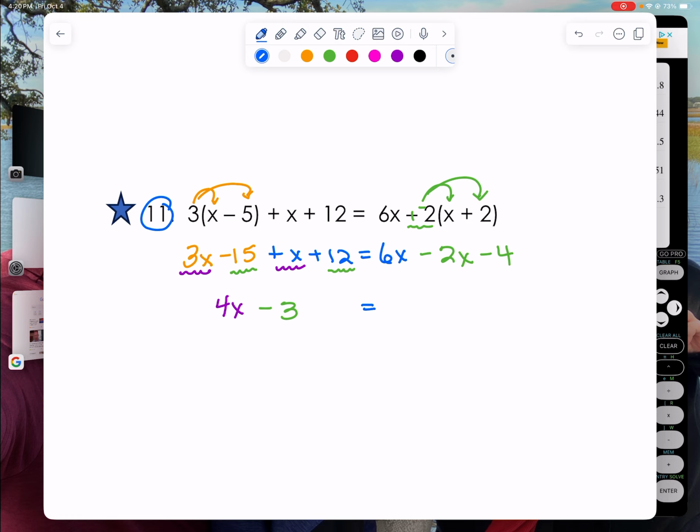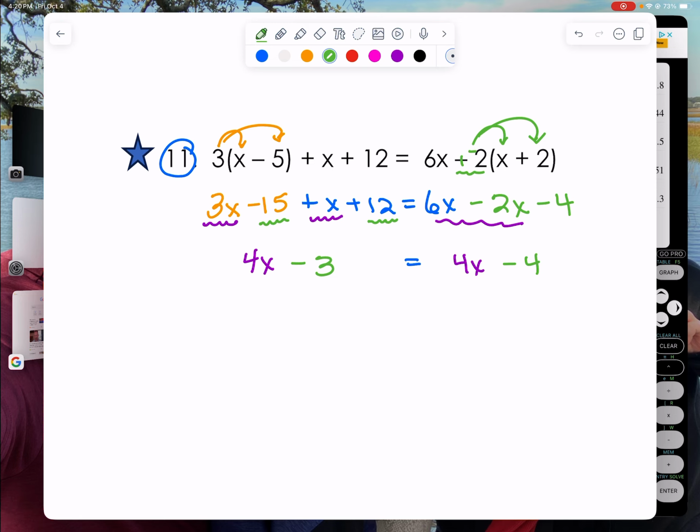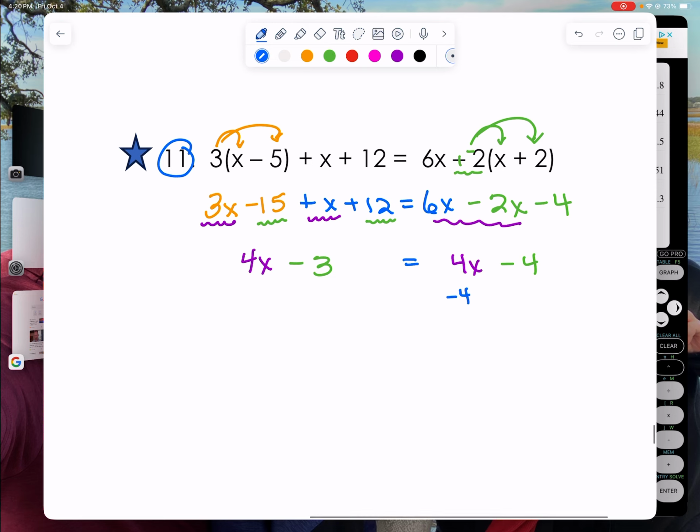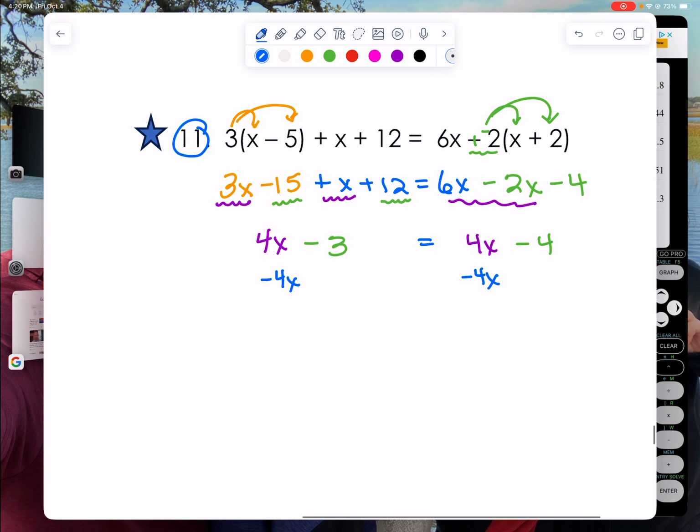And then on the right-hand side, the only thing I can combine are my x's. So I get 6x minus 2x, that gives me 4x. And then I'm just going to write down my minus 4. So I get 4x minus 3 equals 4x minus 4. So I need to get all my letters on one side, so I'm going to subtract 4x on both sides. So that gives me a problem.